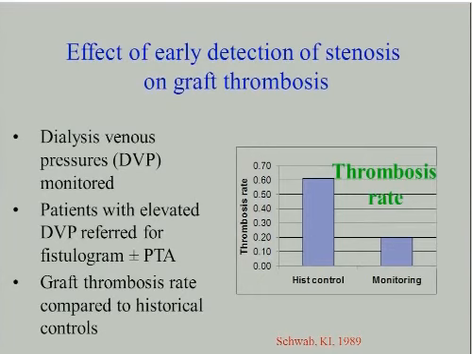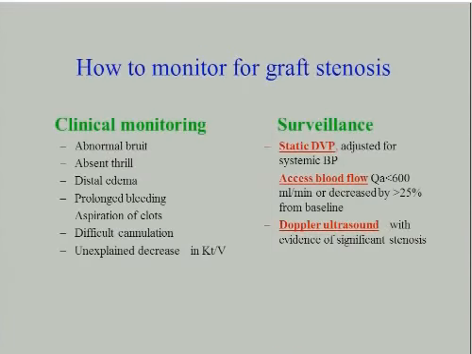Next slide, please. So there are many, many ways to do surveillance. Important and critical for us to pay attention to are the clinical monitoring parameters. Monthly evaluation of the access by the access center, looking for abnormal bruits, abnormal thrills. Increased edema and swelling in the arm can be an indication of a downstream occlusion.